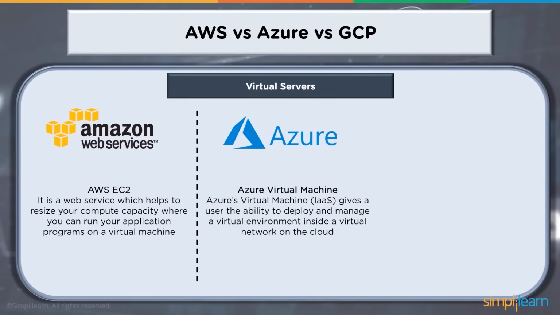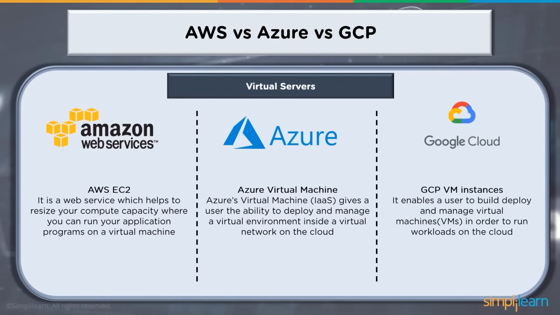When it comes to Azure or Microsoft's offering, Azure Virtual Machine, that is infrastructure as a service, gives a user the ability to deploy and manage a virtual environment inside a virtual network on the cloud. And this virtual network on the cloud would be managed by the cloud provider. The offering from Google Cloud Platform, that is GCP VM instances, enables users to build, deploy, and manage virtual machines in order to run different kinds of workloads on the cloud.